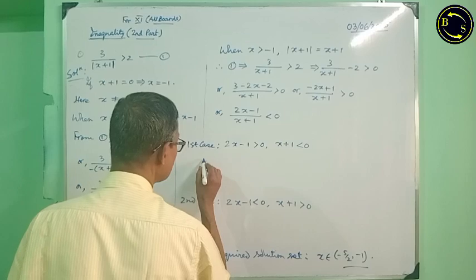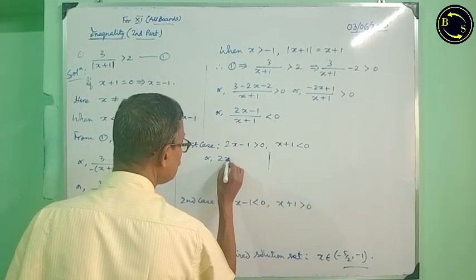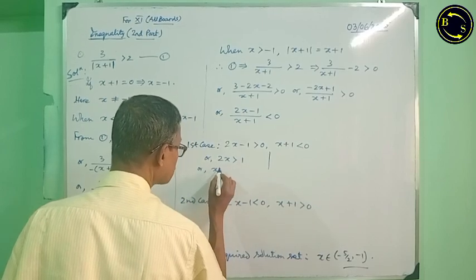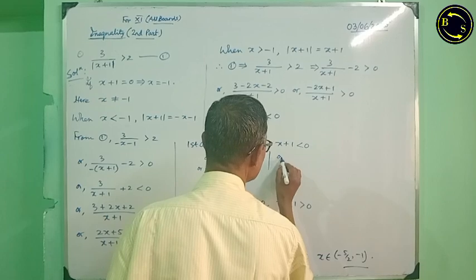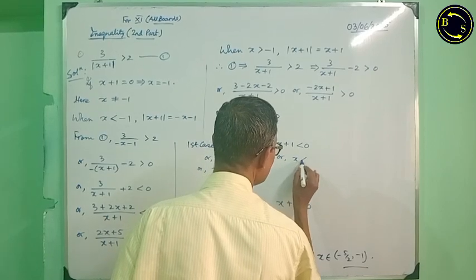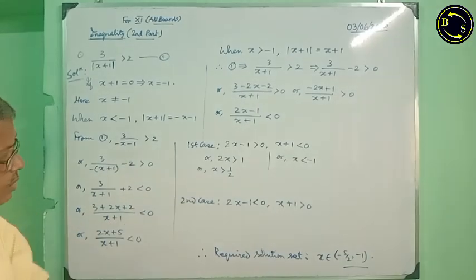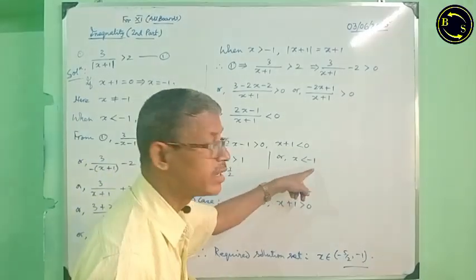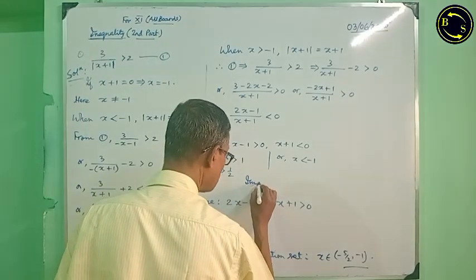Now from this what we get? 2x greater than 1, from that x greater than half, and from here x less than minus 1. Now this is not possible. X is greater than half, simultaneously x is less than minus 1, impossible. I make the comment here.